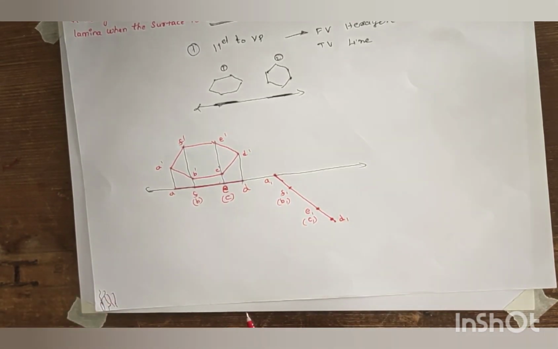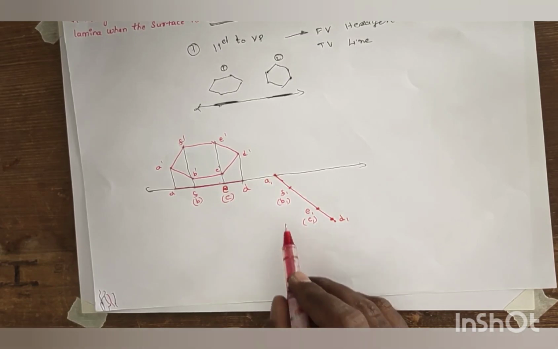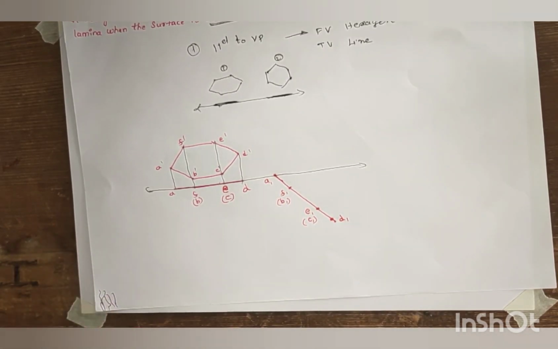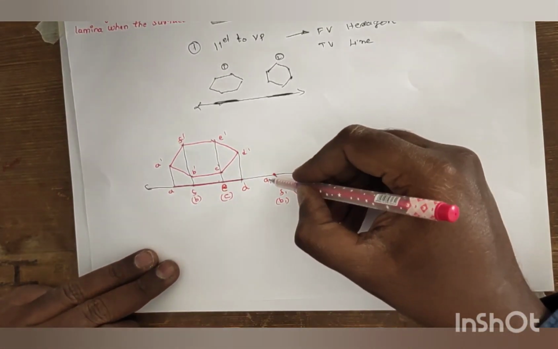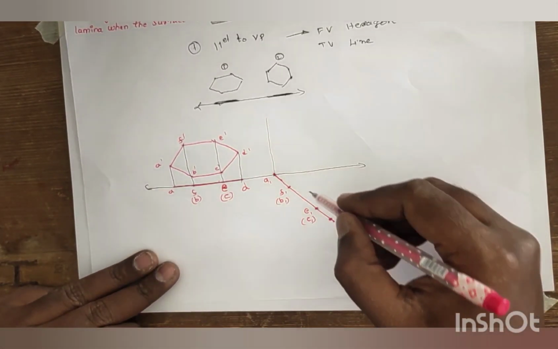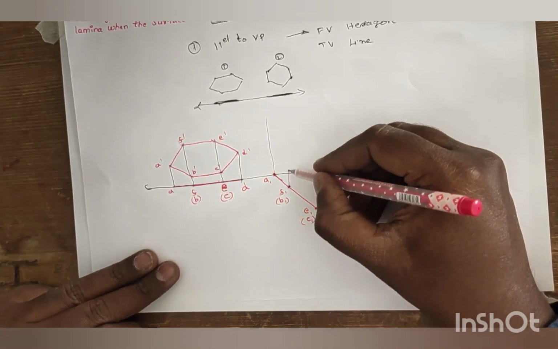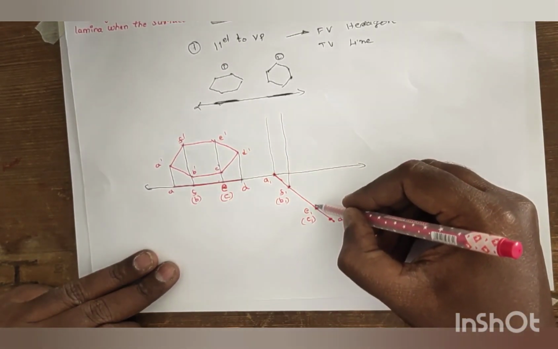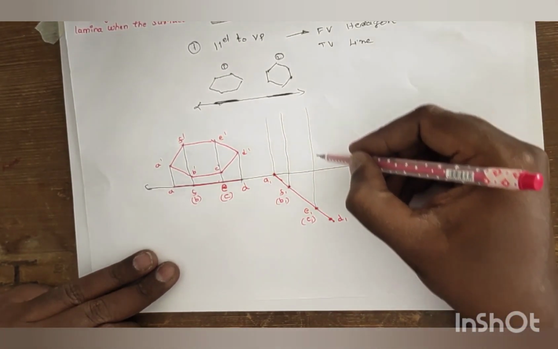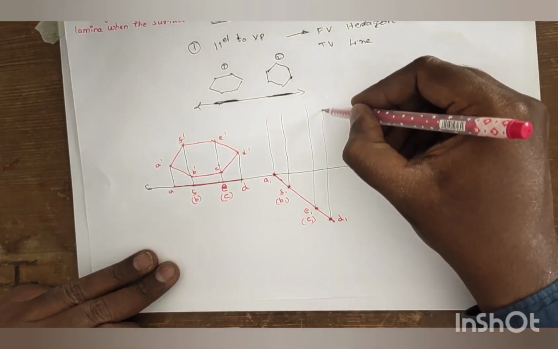We know one thing. If the top view points are here, their front views will be present on the same projector. So here we have to draw the projector. This is the projector of A. B comma F projectors, E comma C projector. This is the D projector.